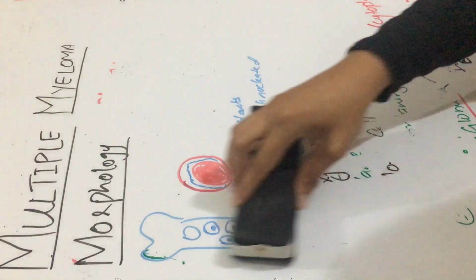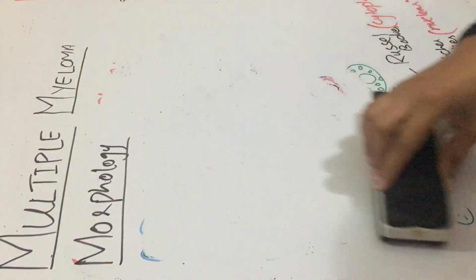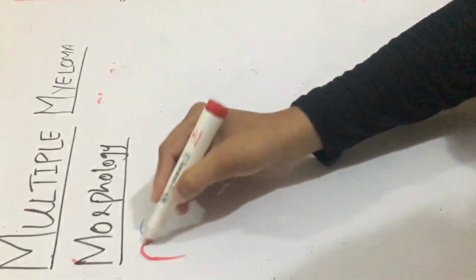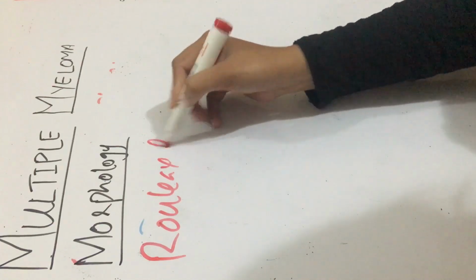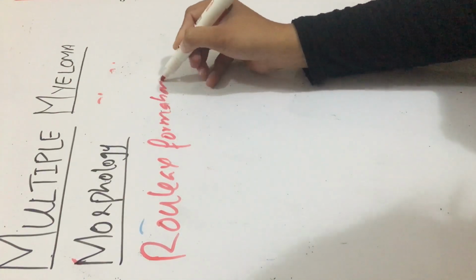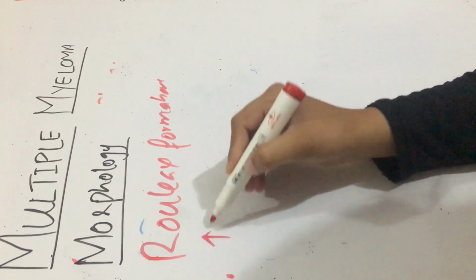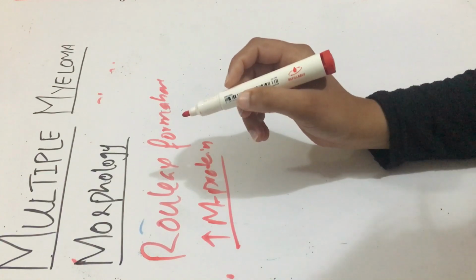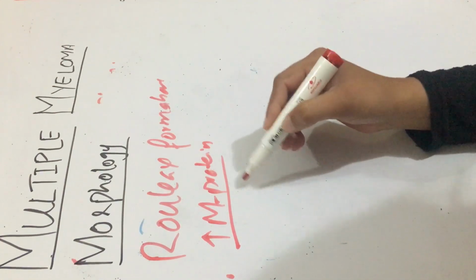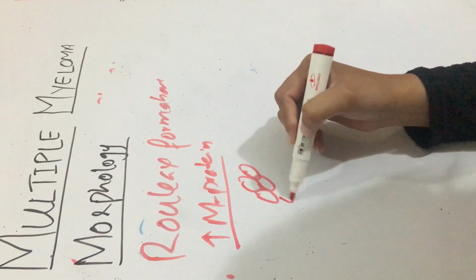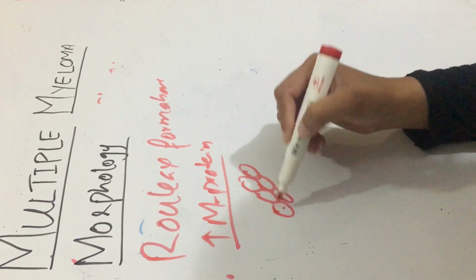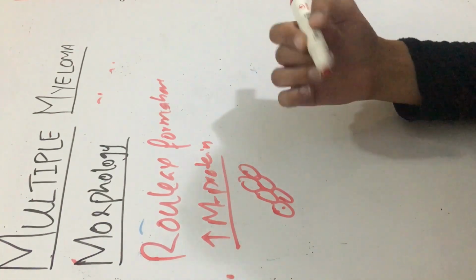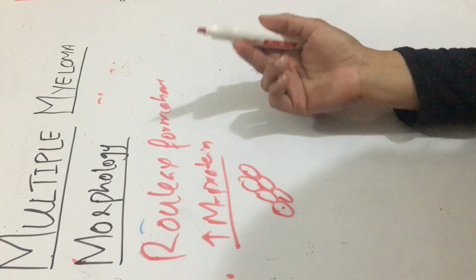Next is the important characteristic present in multiple myeloma, the Rouleaux formation. If the peripheral smear is made, Rouleaux will form. In multiple myeloma, there is an increased production of M protein. It is actually the immunoglobulin, and due to this increased M protein, the cells stick to each other in a linear array, and Rouleaux is formed. This Rouleaux is a characteristic of multiple myeloma, but not specific, because it is also present in other conditions like systemic lupus erythematosus as well.